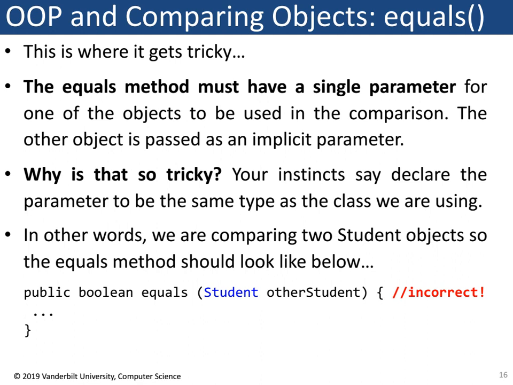So why is that so tricky? You might be thinking, well, that's easy. We just declare the parameter to be the same type as the class we're using, right? So if we're going to compare two student type objects, then we're going to have a parameter of type student. No, that's not right, because the dot equals method always accepts a parameter of type object. So defining your equals method as follows would be incorrect. Public Boolean equals, all that's good. We're going to return a Boolean variable, and the name of the method is equals, but the parameter should not be of type student.